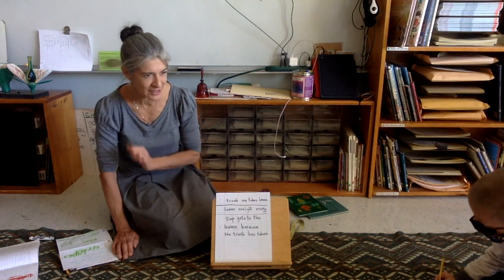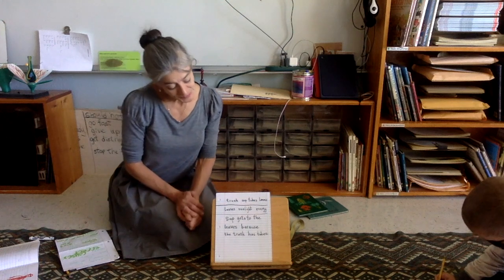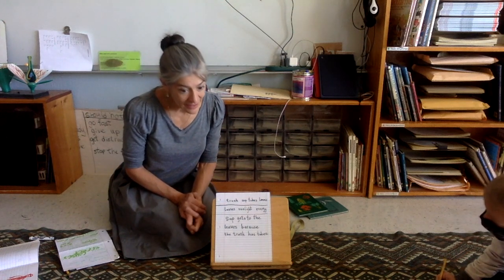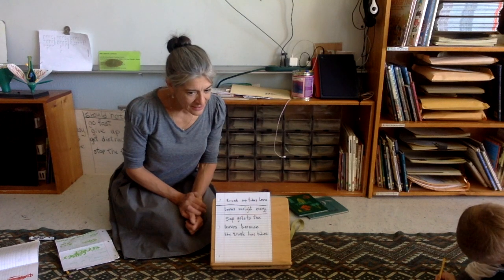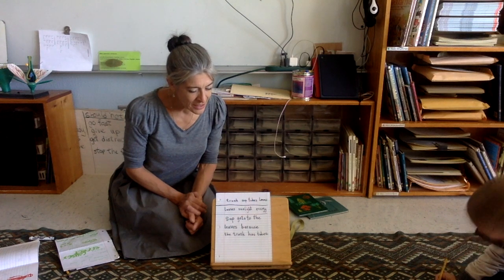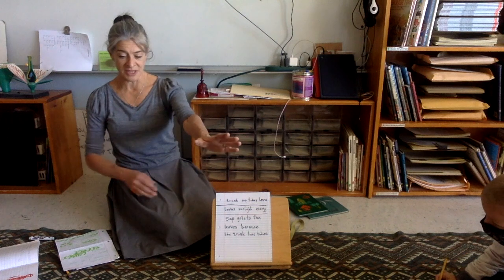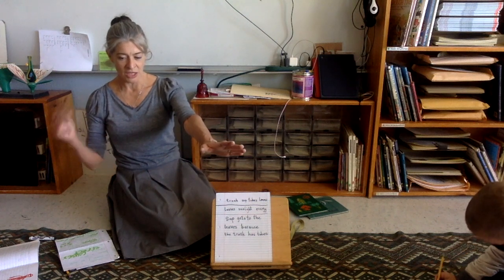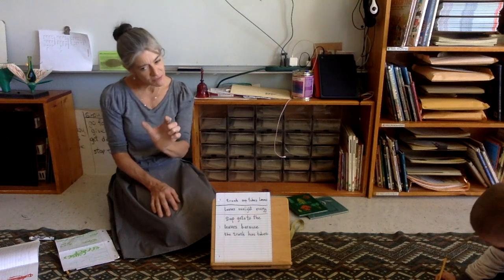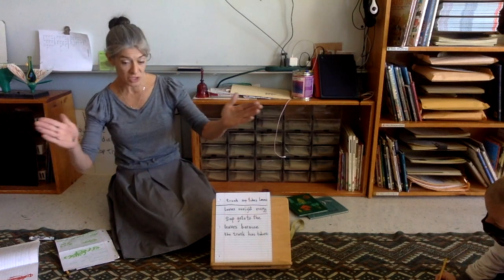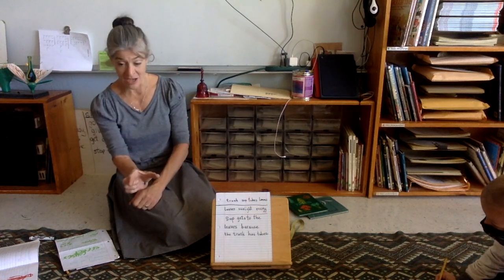Leif, do you want to try it? The leaves suck up the sunlight that gives the tree energy. So he's got all the words in it. Did you guys hear that? The leaves suck up sunlight that gives the tree energy. He doesn't have because. So we're going to shorten his sentence and put because in it.